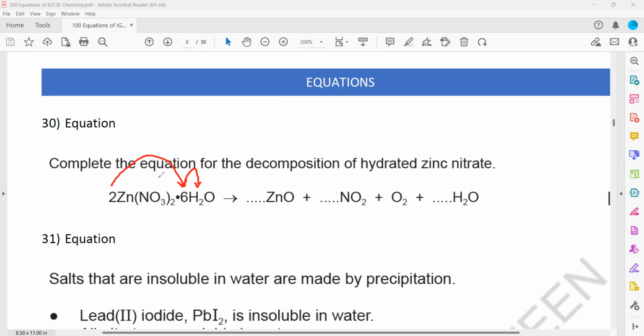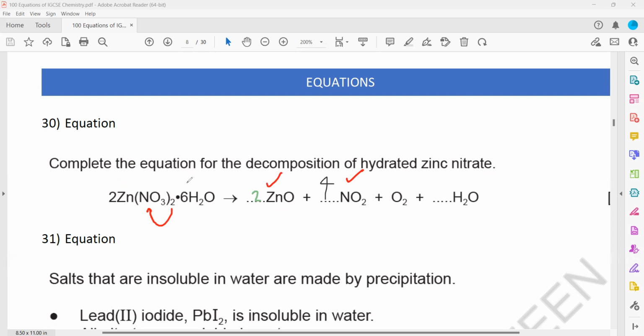For this one, you can start with any of them. You can start with oxygen followed by hydrogen and then the other elements, or you can start in any order because you already have all the products. So how many nitrogen are there? If you want to balance nitrogen first, you check: 4, this is 2 multiplied by 2, 4. So nitrogen is balanced. Then you can also balance zinc. You put 2, so zinc is also balanced.